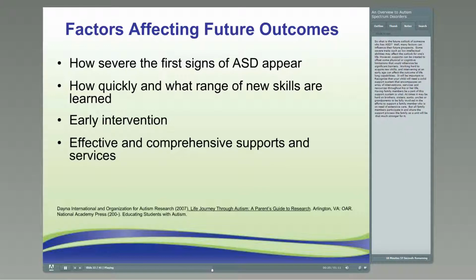It will be important to recognize that your child will need a solid support system that encompasses an array of interventions, services, and resources throughout his or her lifetime. Having family members be a part of the support system is vital. At times, it may be hard on brothers and sisters, aunts, uncles, or grandparents to be fully involved in the efforts to support a family member who is in need of extensive care. But when all family members participate in and share the support process, the family as a unit will be that much stronger for it.